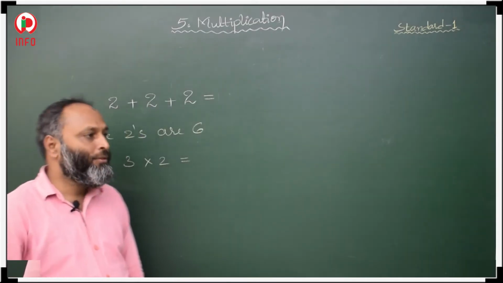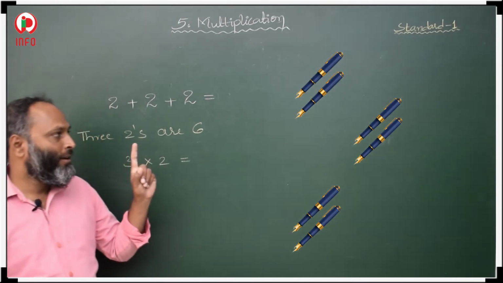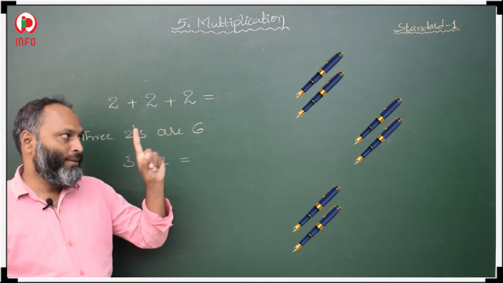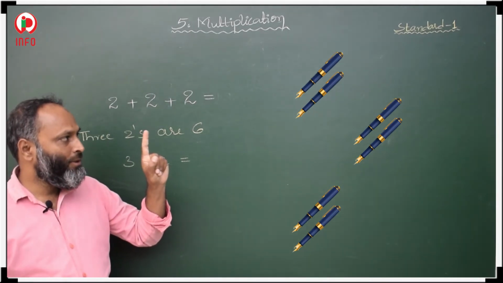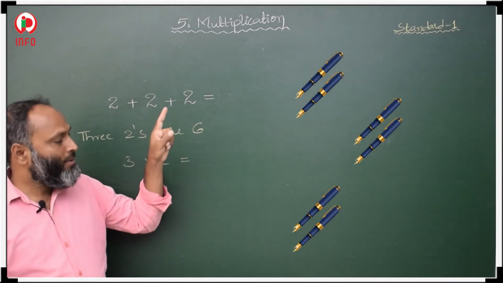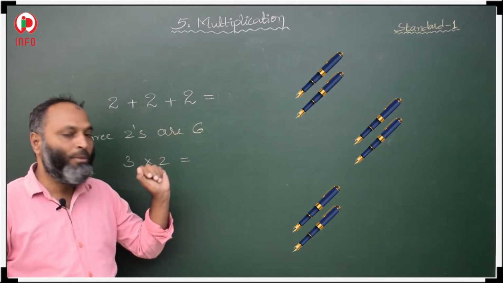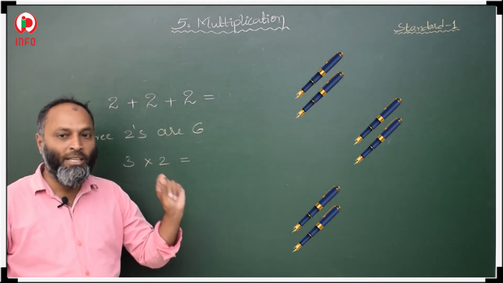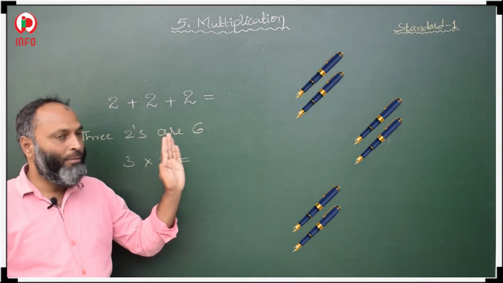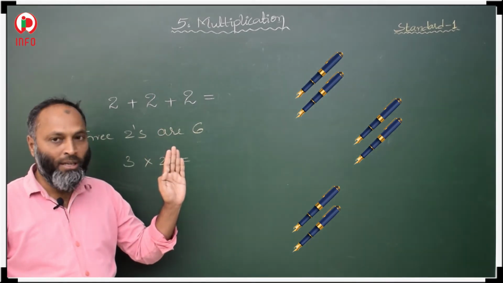Okay, now next question. See here, how many pens were there? 2 pens, 2 pens, 2 pens. How many groups are there? 1, 2, 3. 3 times we have. So in one group 2 pens, in another group 2 pens, in another group 2 pens. Equal number of pens we are repeating here 3 times.